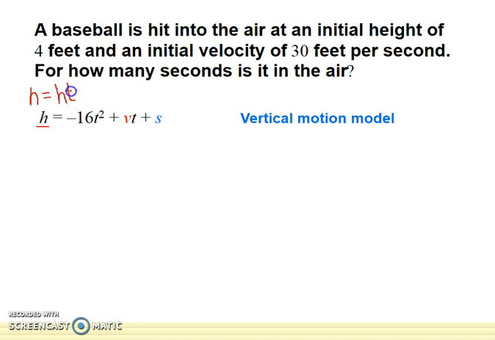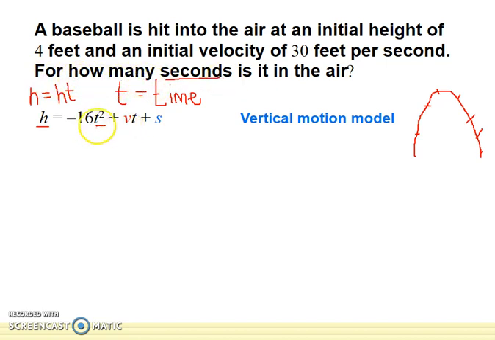As the ball travels, it gets hit, and then it goes in the air, and then it's going to come back down. So at any point, the ball's at a height, and you can find that height at any given time, and that would be h. T stands for time, so that's the time that passes. That's what you'll be solving for in this problem, because you're looking for how many seconds.